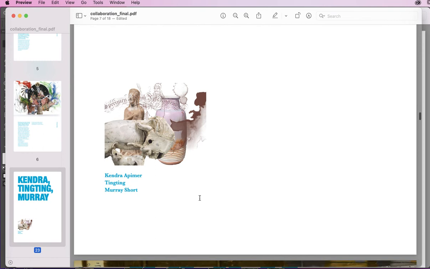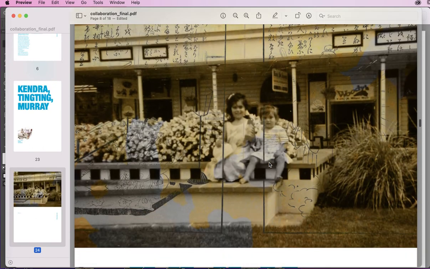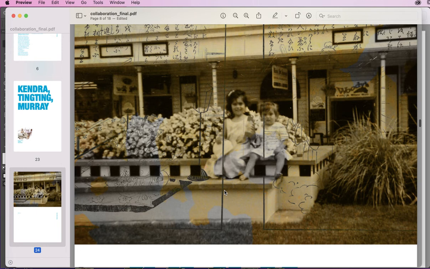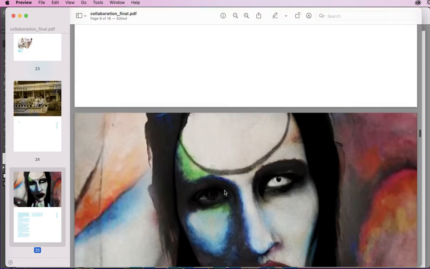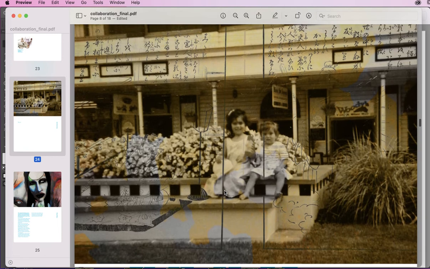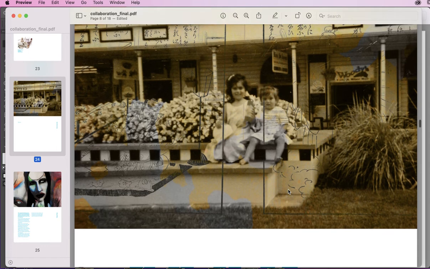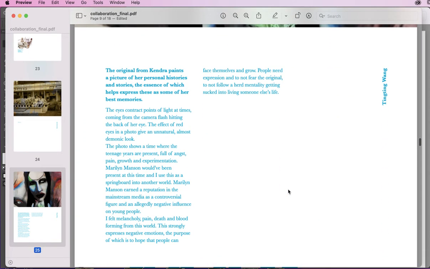Another example of the three is going off this first image. Kendra has done this image that has basically just been about memories and old photos. But the next person, Ting Ting, has come along and done Marilyn Manson. And so she has looked at this image and thought that it looks like some kind of Japanese horror movie. It looks a little bit demonic. And so she writes this up.